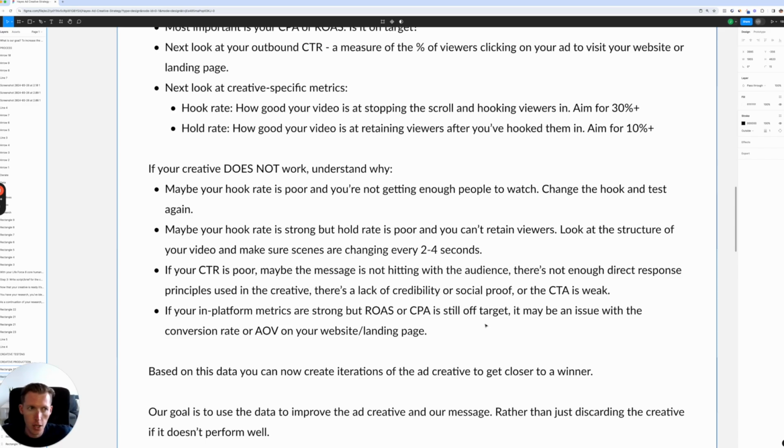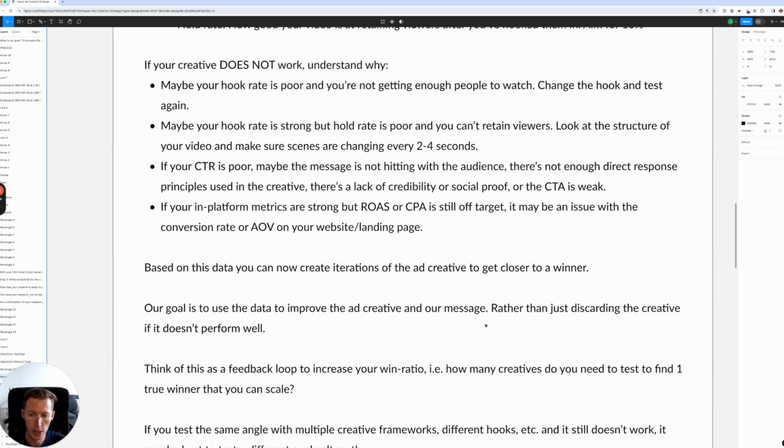You want to look at the other metrics in the funnel and understand, okay, if we're getting very strong creative metrics, why are we still not getting the performance that we need? And then it's about looking at other areas. Based on this data, you can now create iterations of the ad creative to get closer to a winner. And as I mentioned, our goal is to use the data to improve the ad creative and our message, rather than just discarding creatives if they don't perform well and never using them again. We spent money to get the creative and to test it. Let's make sure that we use the learnings to inform future creatives so that we can improve.